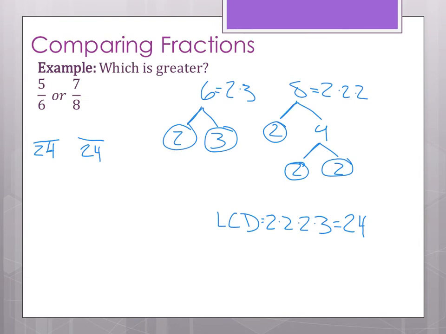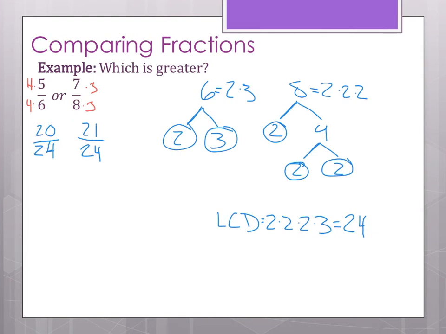And now we need to find the equivalencies. 6 times what will give me 24? Well, 6 times 4 gives me 24. So I multiply the top and the bottom by 4. And then 8 times 3 will give me 24. So I multiply the top and the bottom by 3 there. So to find those equivalencies, 5 times 4 will give me 20 on top of the first fraction. And then 7 times 3 will give me 21 on the top of this fraction.